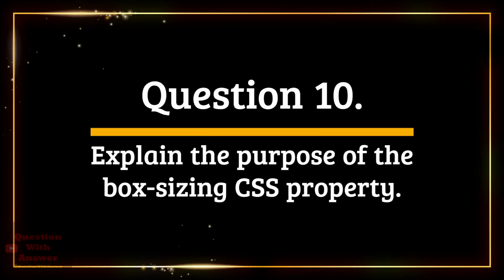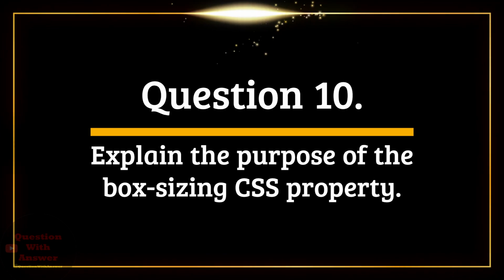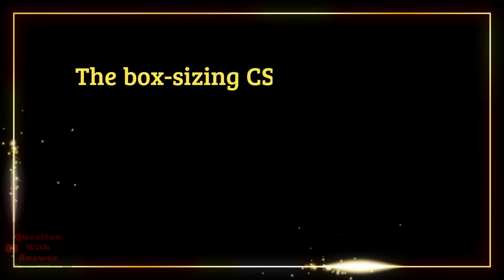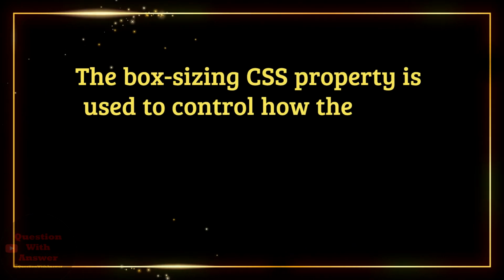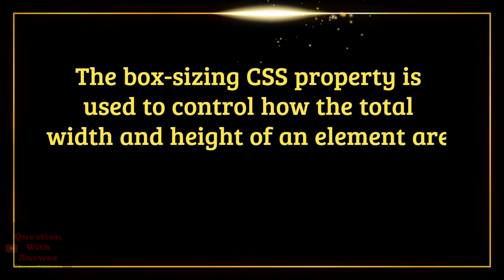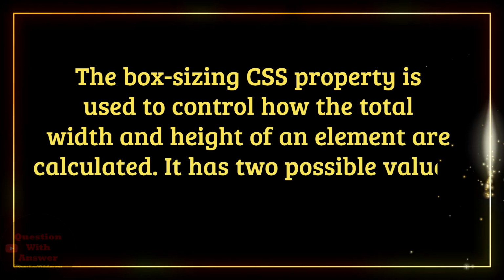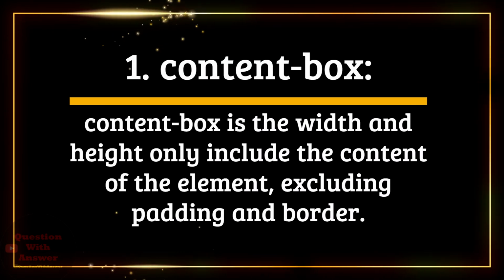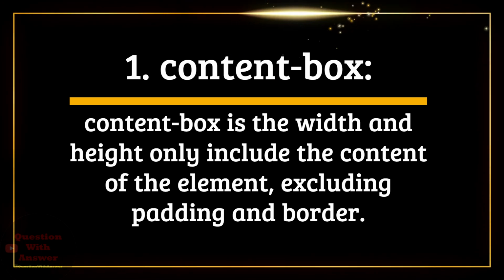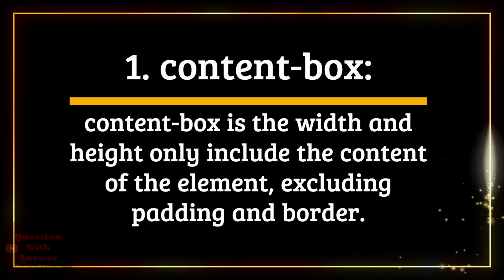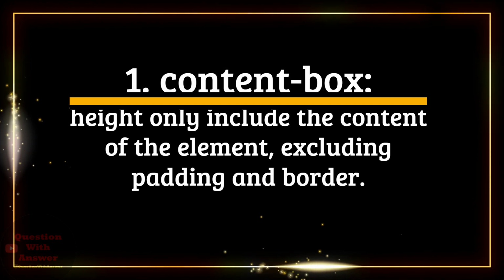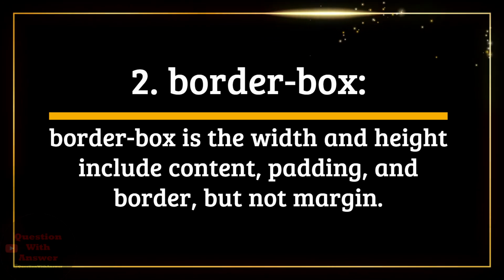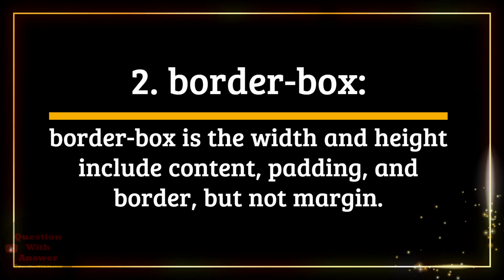Question 10. Explain the purpose of the box-sizing CSS property. Answer. The box-sizing CSS property is used to control how the total width and height of an element are calculated. It has two possible values: content-box, default, and border-box. 1. Content-box. In content-box, the width and height only include the content of the element, excluding padding and border. 2. Border-box. In border-box, the width and height include content, padding, and border, but not margin.